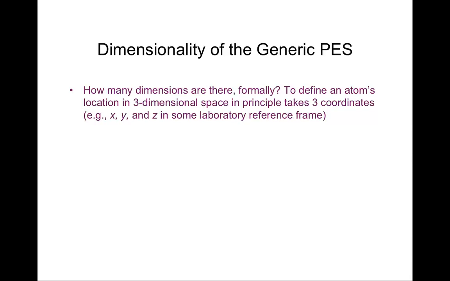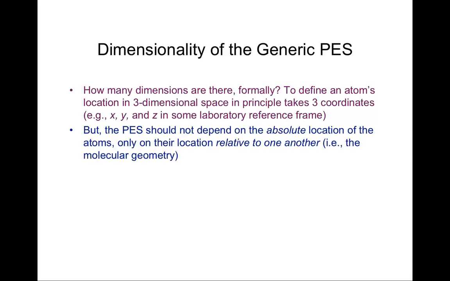And if I want to define a molecular geometry, I would write down a little vector of x1, y1, z1 for the first atom, x2, y2, z2 for the second atom, and so on. And that would be a perfectly fine way from a mathematical standpoint to define a geometry. So that says that the potential energy surface would be 3n dimensional, where n is the number of atoms.